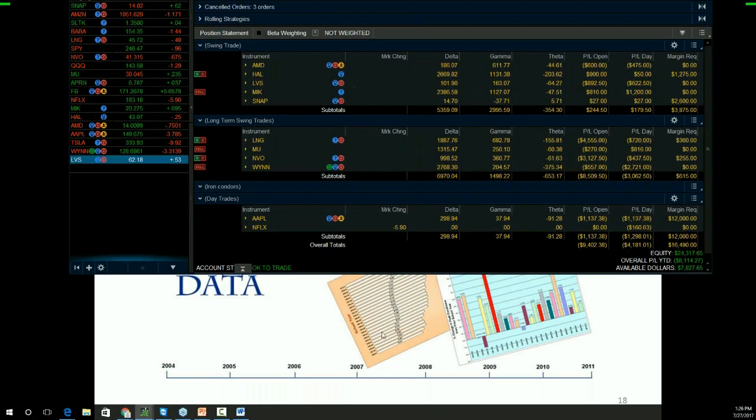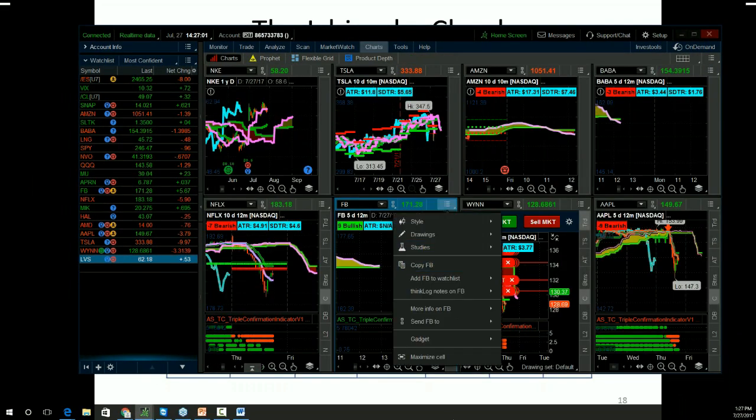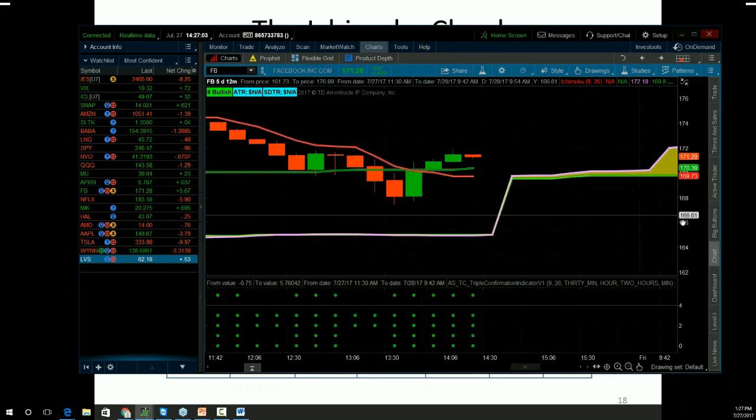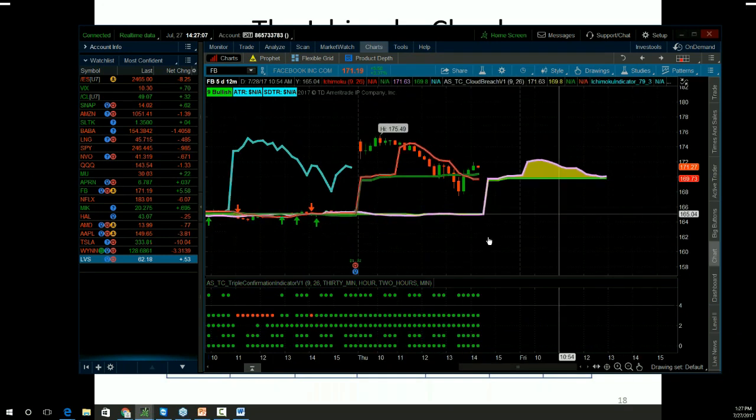Okay, so Facebook on the 12. So here's Facebook on the 12, and we're looking for that triple confirmation, right? So we're looking for breakouts. Okay, Facebook opened. It's not a buy just because it's a green dot on top. Okay, it has to break the cloud. So Facebook, there's no setup today. I get about 1 setup a week in Facebook, 1 setup a week in Amazon, 1 setup a week in Apple, and so on and so forth.